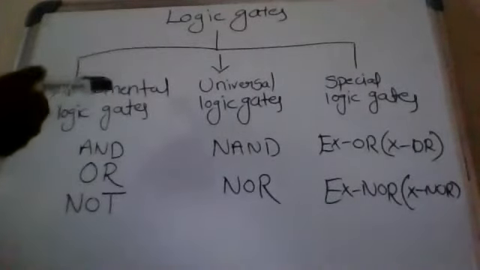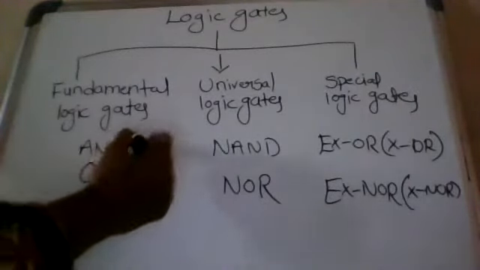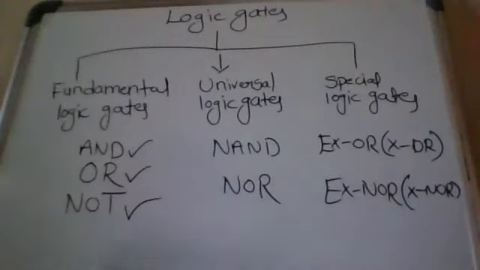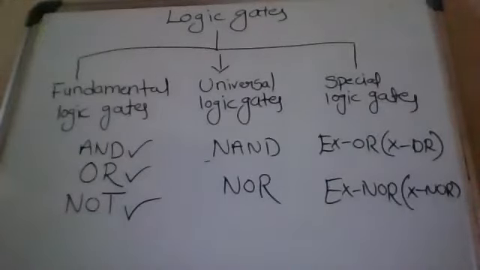So logic gates are three types: fundamental logic gates, universal logic gates, special logic gates. Fundamental logic gates, three: AND gate, OR gate, NOT gate. Universal logic gates, NAND gate, NOR gate, and special logic gates are XOR gate and XNOR gate. First, fundamental logic gates. In fundamental logic gates, we have AND gate, OR gate, and NOT gate.